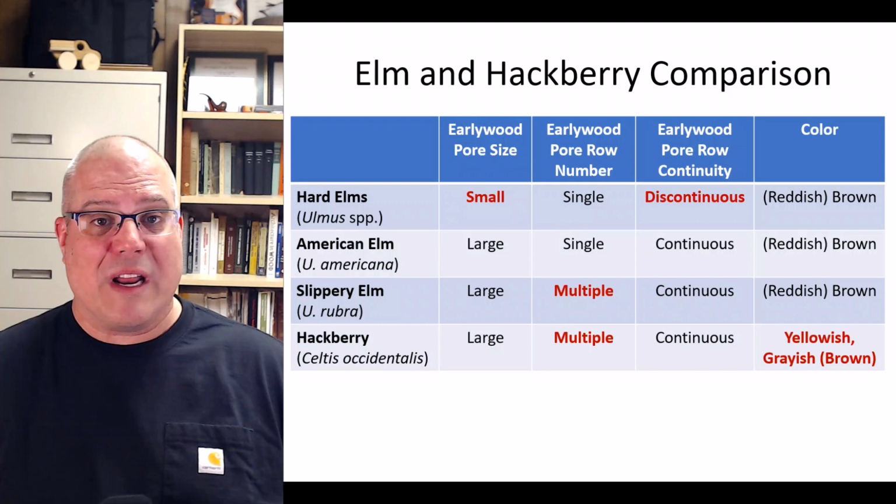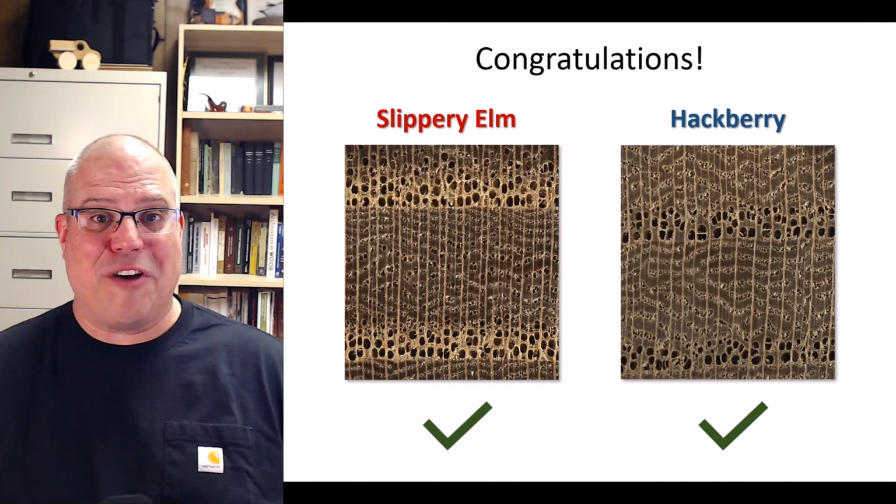To summarize, let's organize all these features into a table. While all these woods exhibit a ring porous structure and wavy tangential late wood pore bands, they differ in the following ways. Hard elms are the only group with smaller early wood pores in a single discontinuous row. Slippery elm and hackberry stand out as the two groups with multiple early wood pore rows. And finally, hackberry can be differentiated from the elms by the difference in heartwood color. While elms tend to be brown to reddish brown, hackberry has a yellowish cast and can have some grayness to it. And that's all, folks.